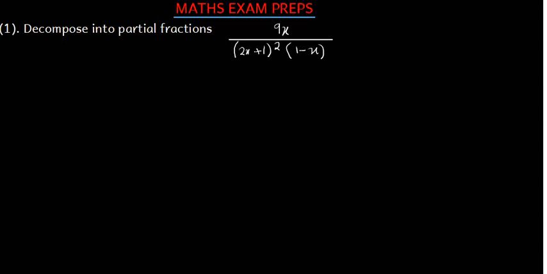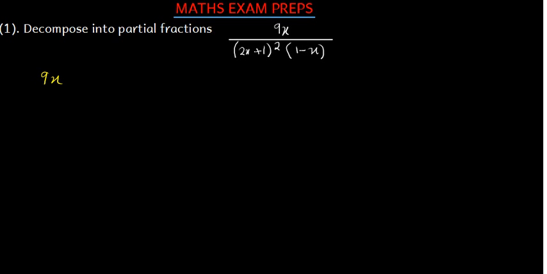We go over a practice question, partial fractions. So I want to decompose 9x divided by (2x plus 1) squared times (1 minus x) into partial fractions. So 9x over (2x plus 1) squared, then (1 minus x) is equal to, so what I'll do is I'll get these factors and write them in the denominator.